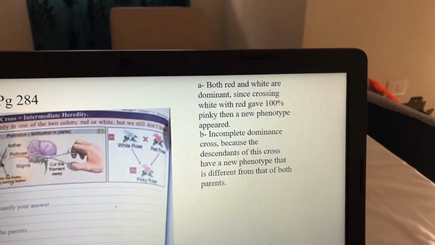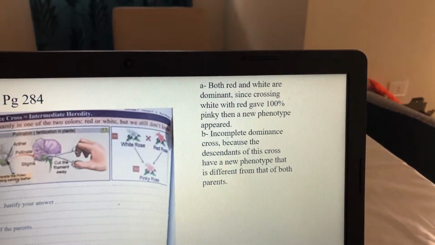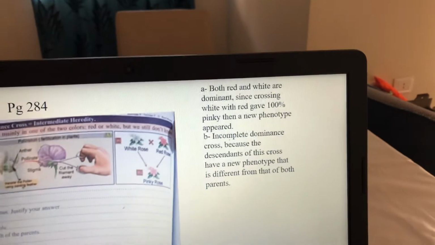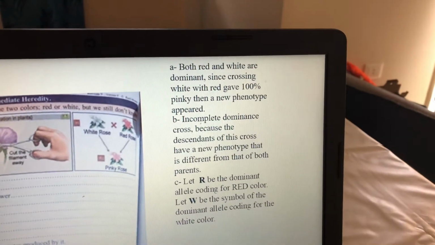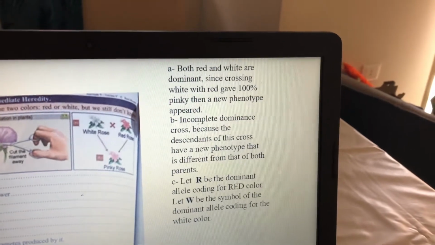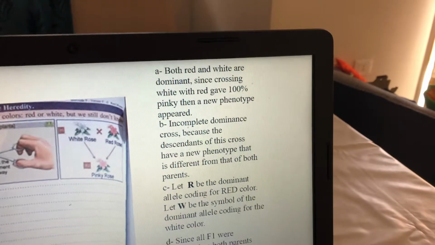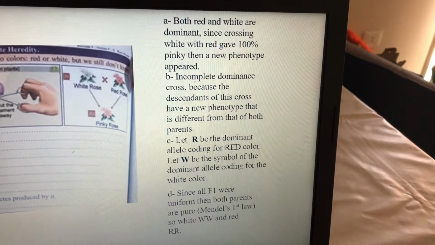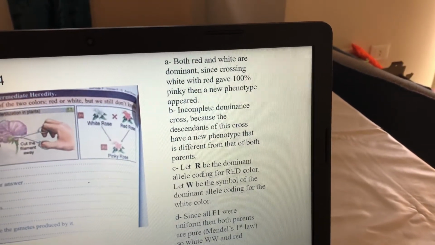The name of this cross, as we said, is incomplete or intermediate dominance because the descendants have a new phenotype that is different from both parents. The symbols, you have to use both letters in capital letters. Since the F1 are uniform, then the parents are pure. This was Mendel's first law. Since all the F1 are pink, then the parents are pure.